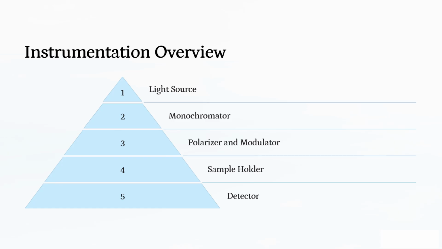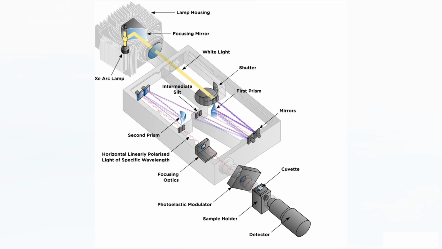So let's have the instrumentation overview. The main components of a CD spectrometer include a light source, a polarizer, a modulator, a sample holder, and a detector. The light source generates the spectrum, which is polarized and modulated to produce the circular polarization. The detector measures the differential absorption of light by the sample. This is the schematic diagram of our CD spectroscope.